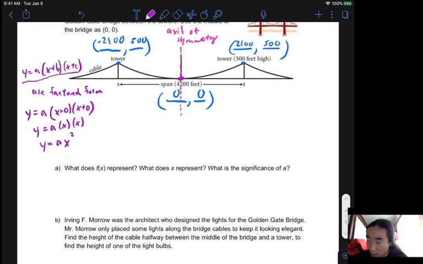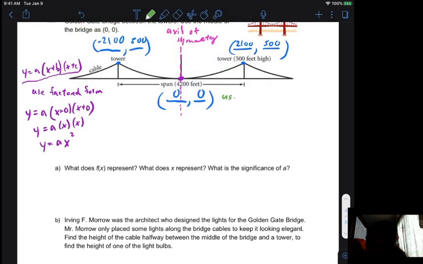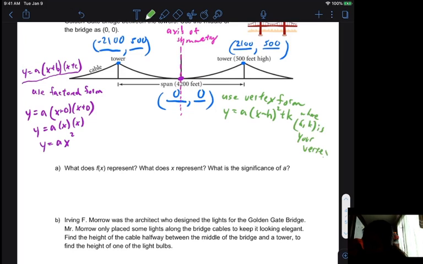And notice that we could have gotten the same result if we used vertex form. So that's the newer form of a parabola or a quadratic. y equals a times (x minus h) squared plus k, where (h, k) is your vertex. So both equations will lead you to the same spot because (0, 0) is your only x-intercept: x minus 0 squared plus 0. You can see that we have the same result.